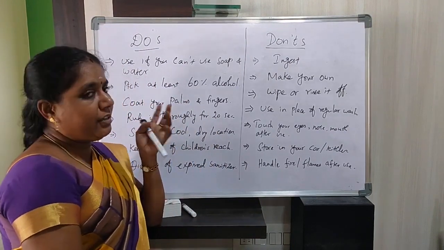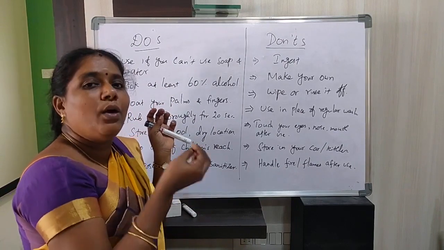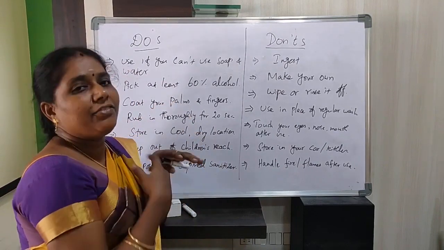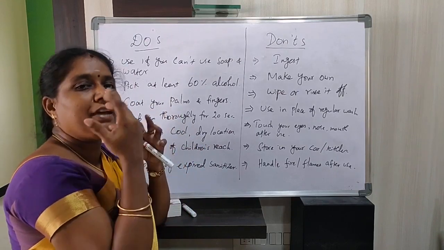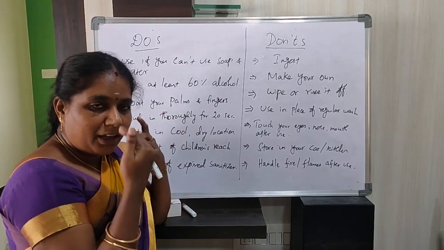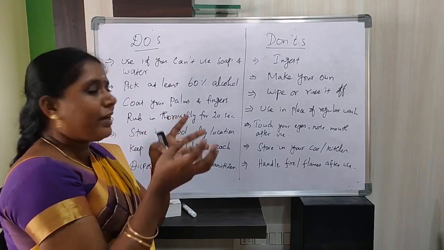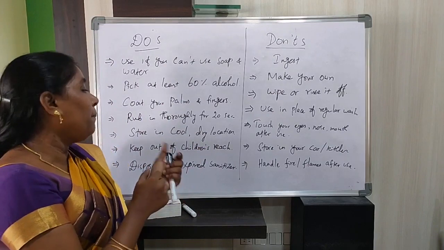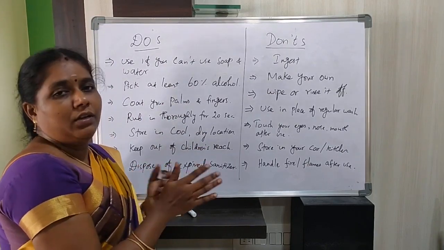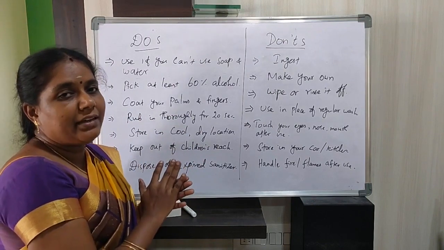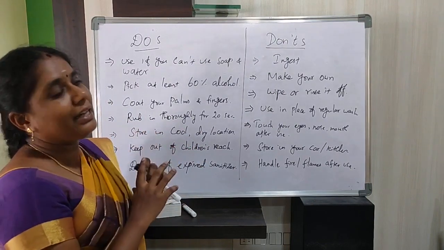If you forget the seconds, just hum a song, and by the end of that song it will get dry. It can be your birthday song or any song. Hum it to yourself, and it will dry. Just 20 seconds, it will take just 20 seconds to apply the hand sanitizer. Just rub the hand sanitizer thoroughly, and after it gets dry, it will be over within 20 seconds.